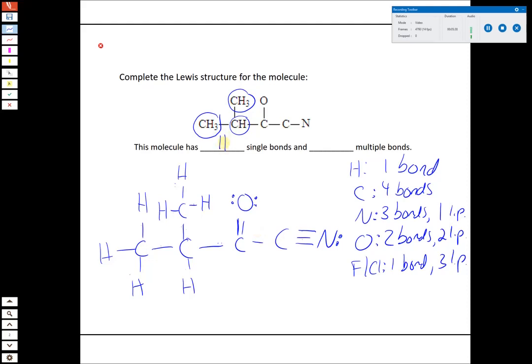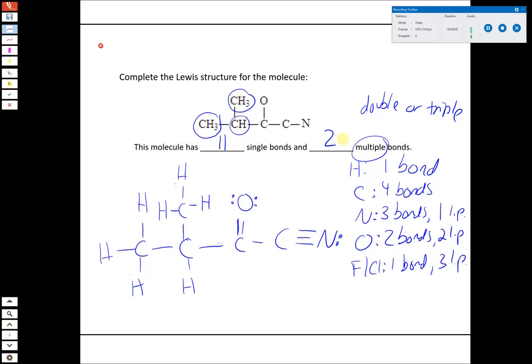And then multiple bonds. Remember, a multiple bond is either a double or triple bond, anything besides a single. So for multiple, we just count doubles or triples. Double, not duple. Come on, Tom. All right, double or triple bonds. We have one double bond, one triple bond. So two of our bonds would be multiple bonds. All right, so that's how we approach problems like this.